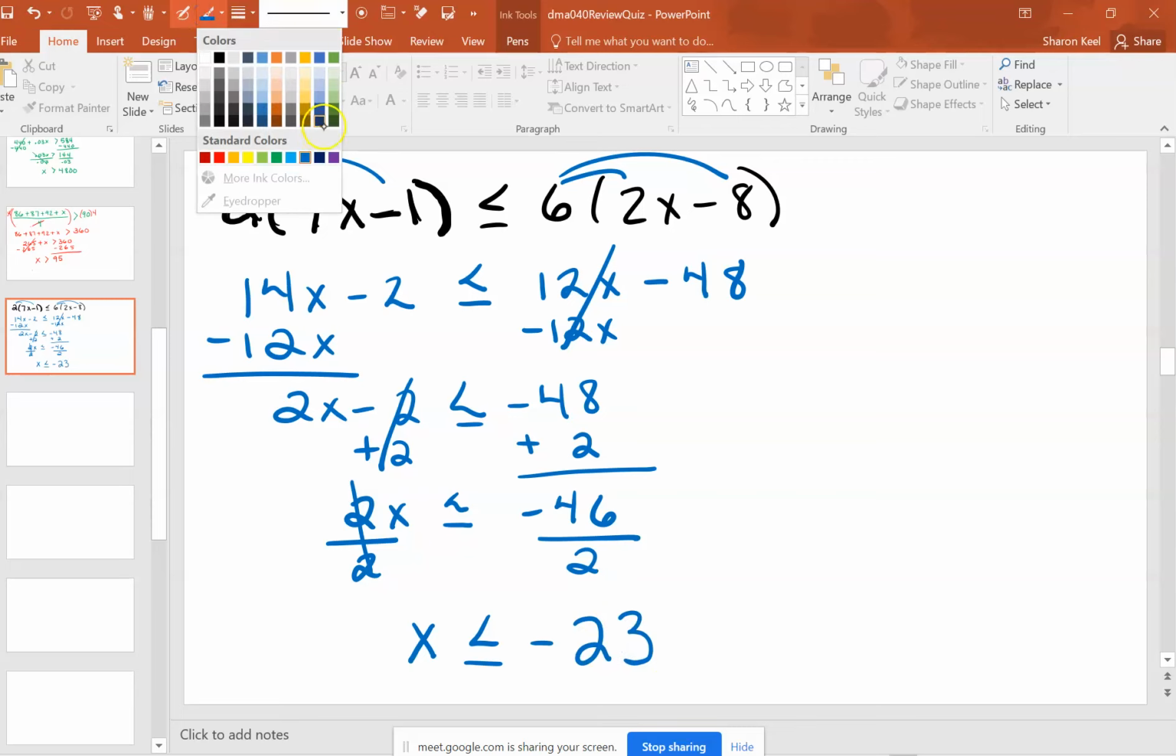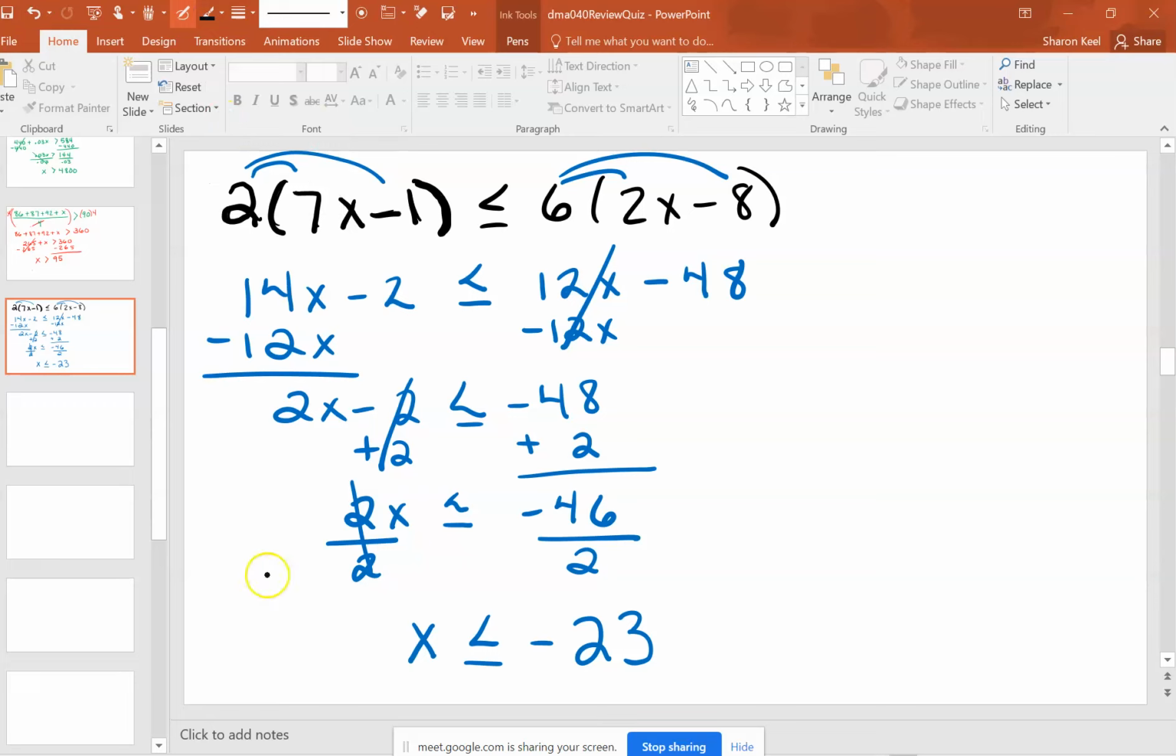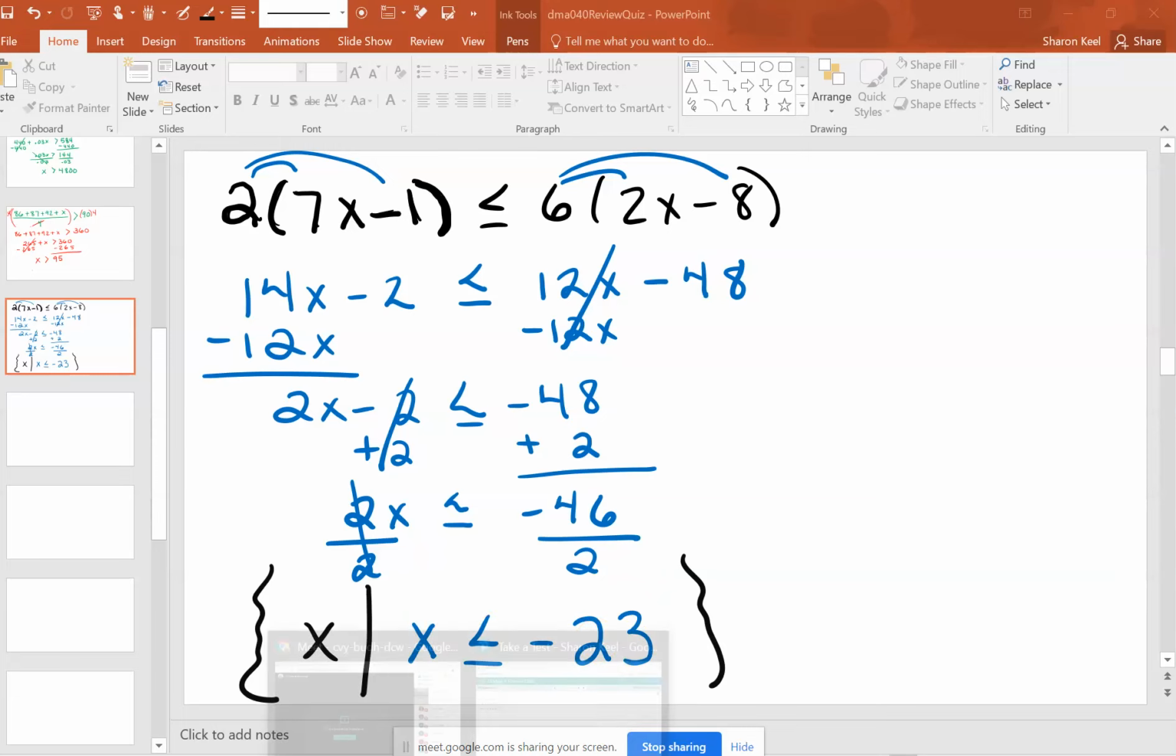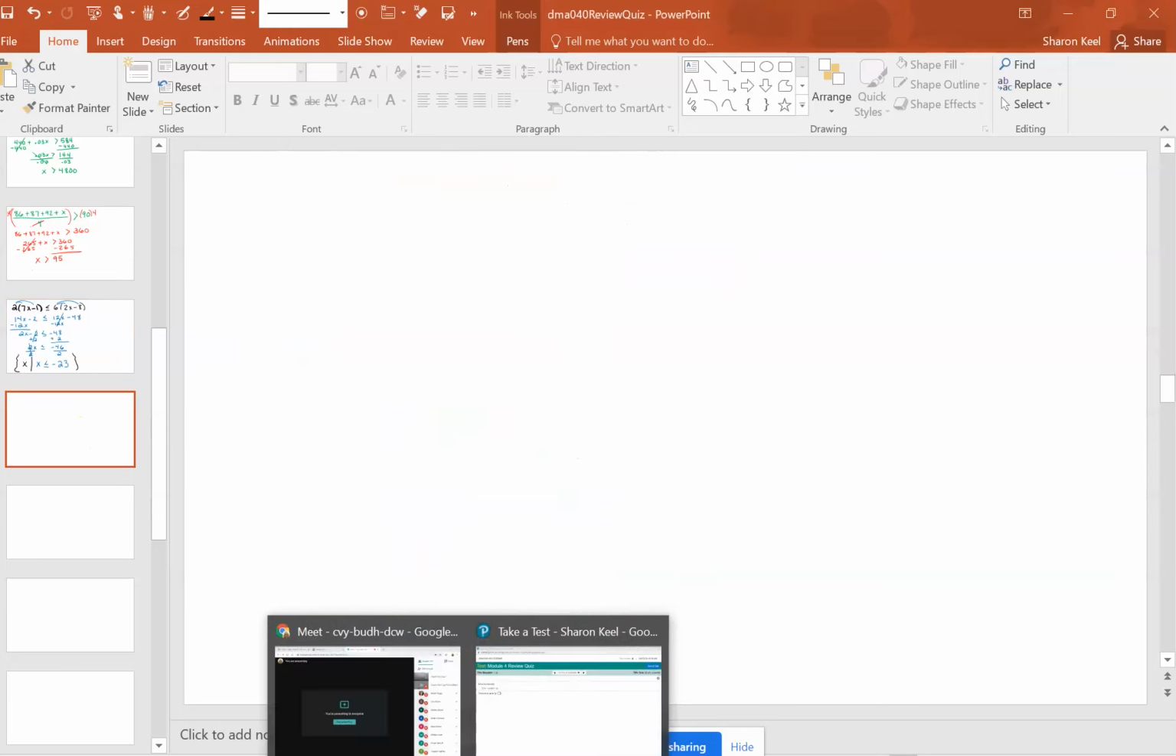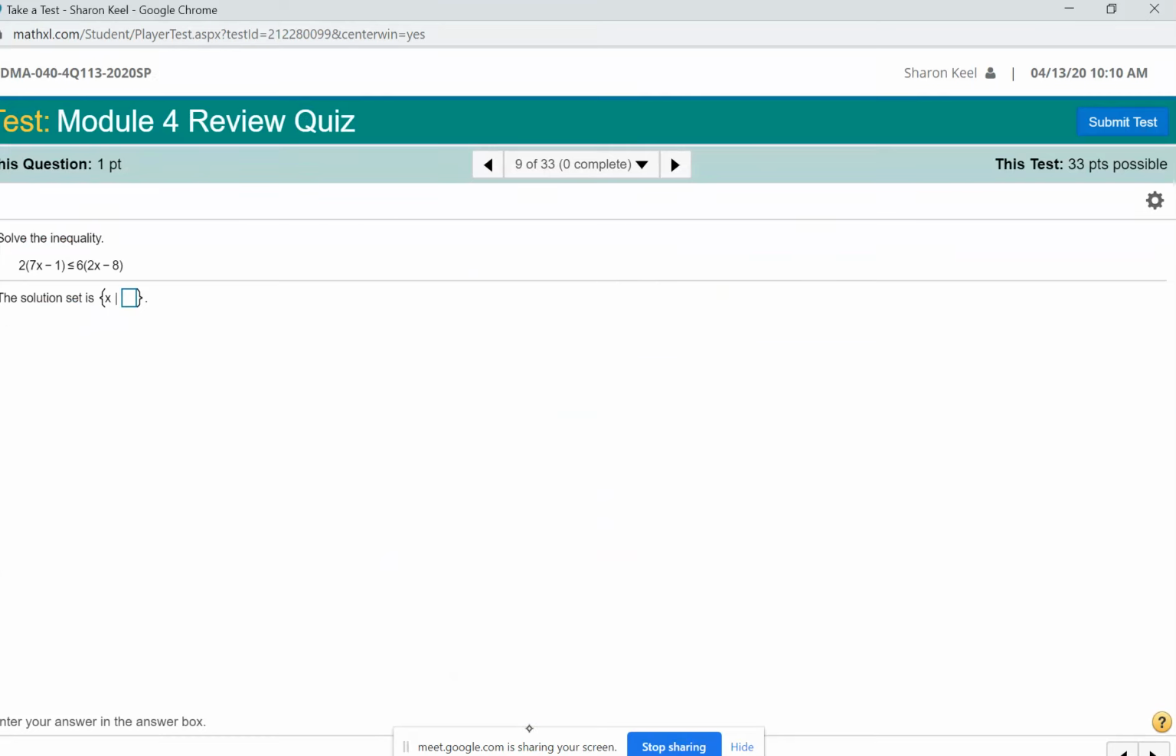One thing to notice too, on problems like this, they will have a bracket at the front and the back. They're going to have an x and then a line here. So when you see this set notation that might already be on the computer, you still have to type in the x, the inequality sign, and the answer when you're doing problems with inequalities. See here, that's what I was pointing out. They're going to have the bracket, the x. You still have to type in x is less than or equal to negative 23.